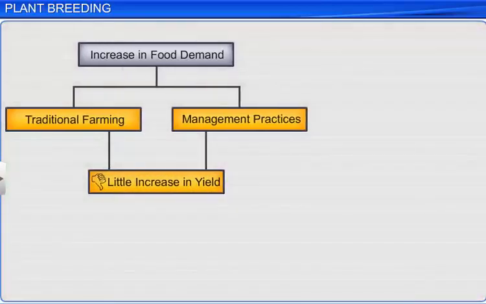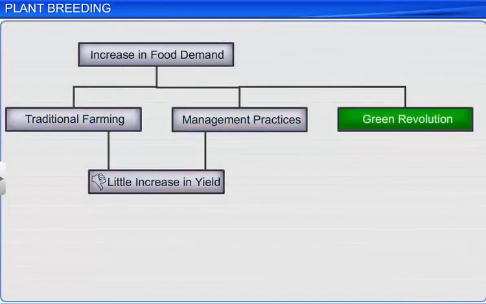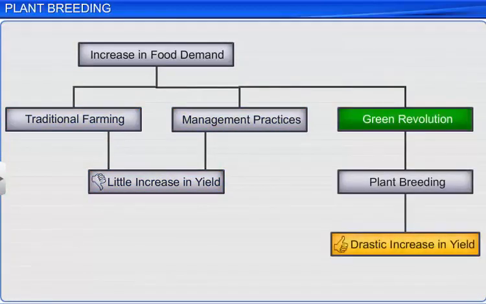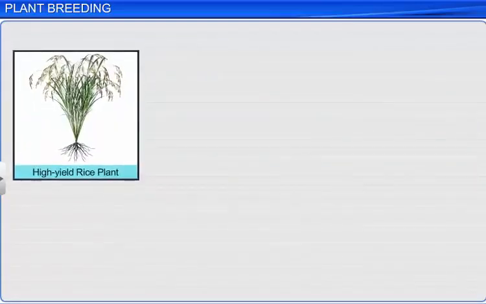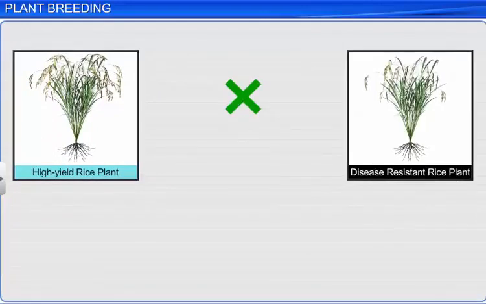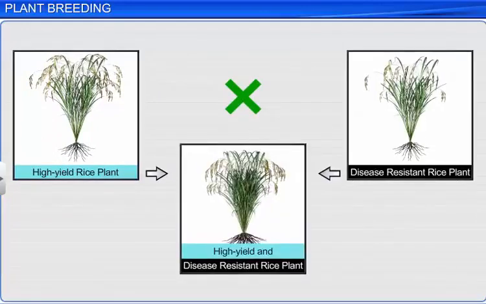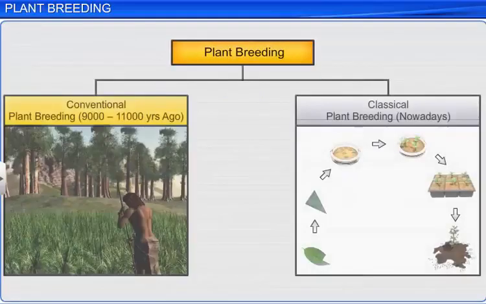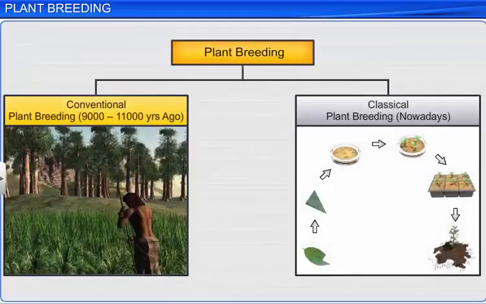It was only during the 1960s that the Green Revolution brought about a drastic increase in the production of high-yielding, disease-resistant crops like wheat and rice by employing plant breeding techniques. Plant breeding involves crossing between plants with desired characters to produce offspring that possess the superior characters of both their parents. It dates back 9,000 to 11,000 years ago, when conventional plant breeding was practiced.